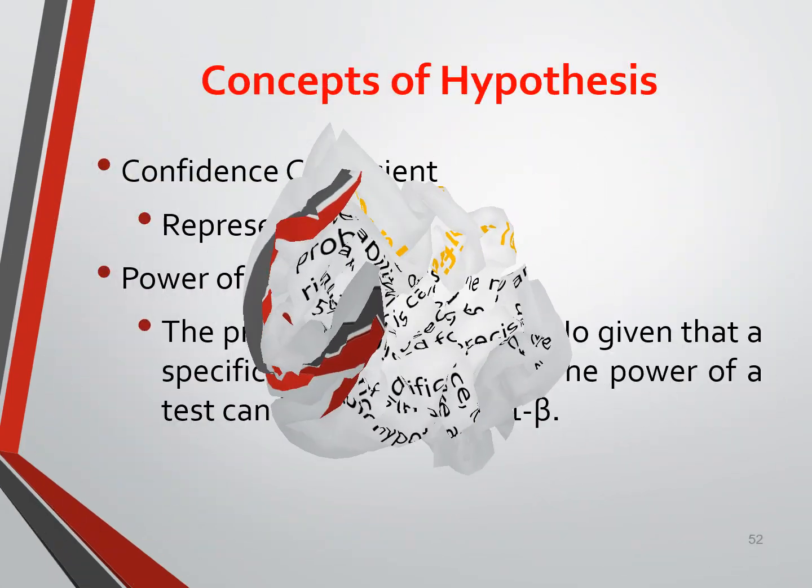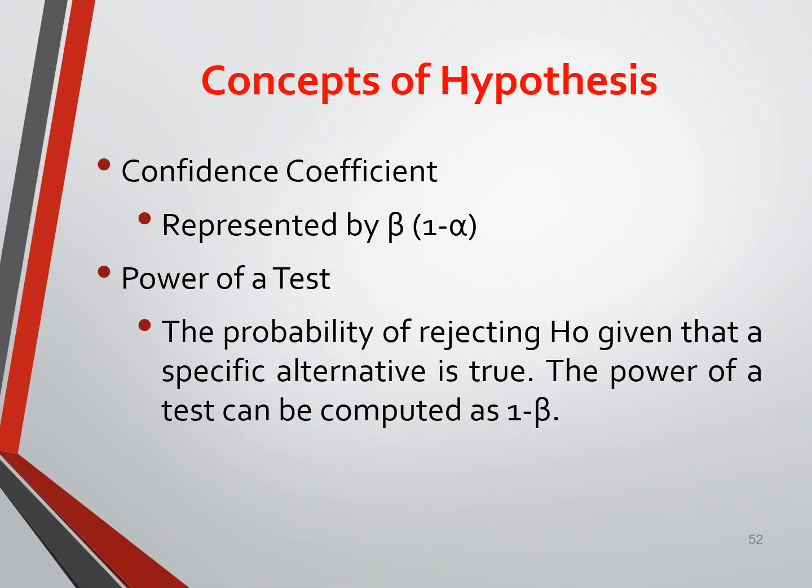That is known as the confidence coefficient, which is represented by beta. So beta is equal to 1 minus alpha. When we say 5%, it means 5 upon 100, which is 0.05. So 1 minus 0.05 means 0.95 is our confidence coefficient. It means 95%. So it is the probability of rejecting H0 given that the specific alternative is true.